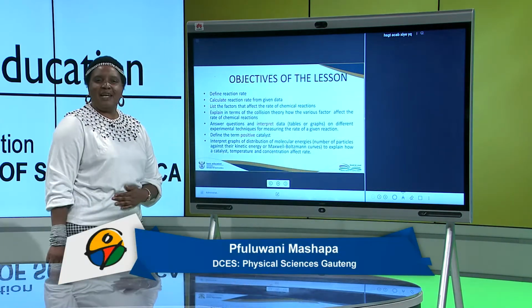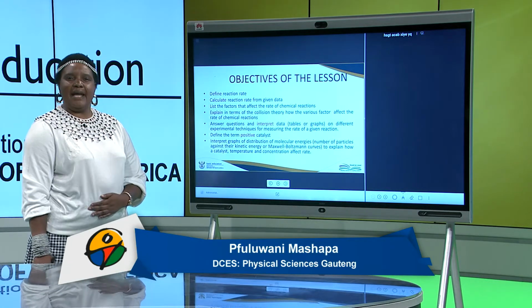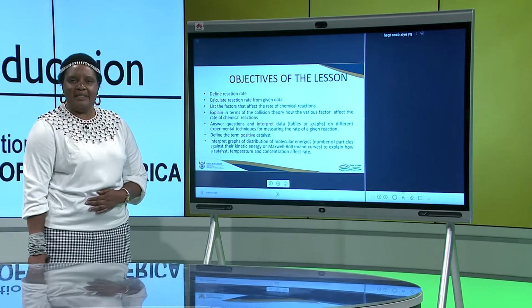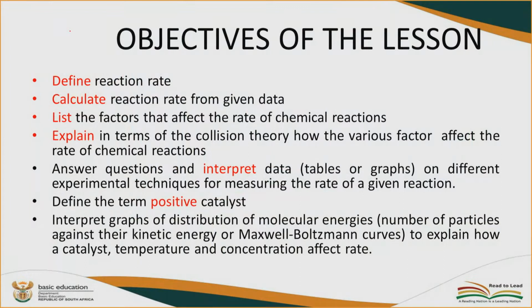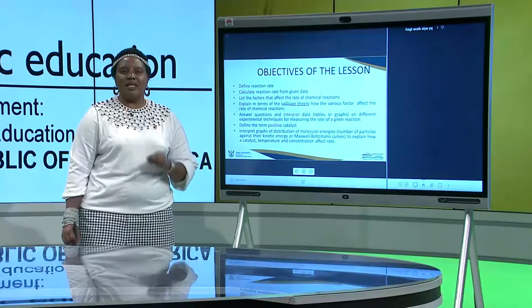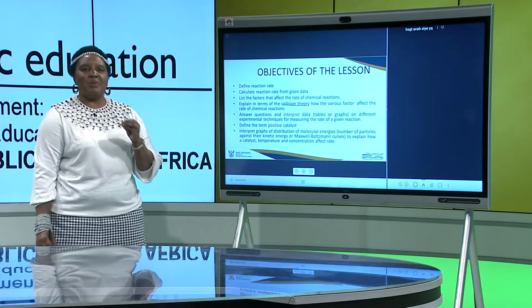The objective of the lesson, as it's been given in the exam guideline: you are supposed to define the rates of reaction. You are supposed to calculate the rate of reaction. You are supposed to list the factors that affect the rates of reaction. You are supposed to explain in terms of collision theory. That is very important because you will need the collision theory to explain how these factors affect the rates of reaction. And grade 12, that is your examination question that you must remember.